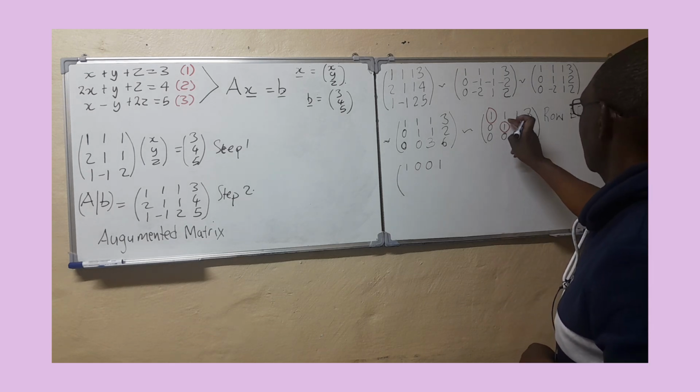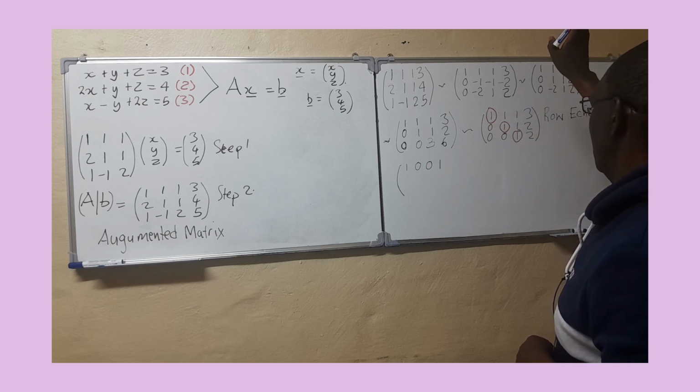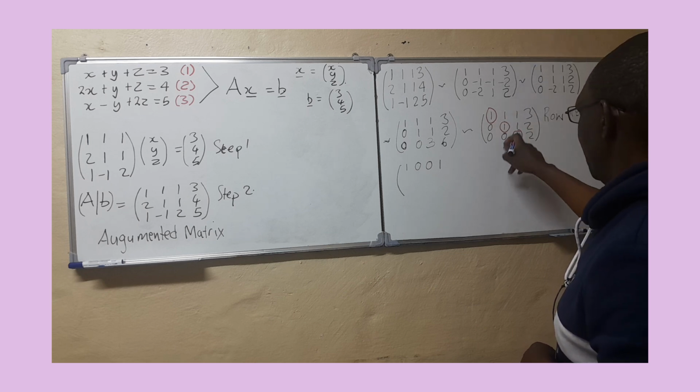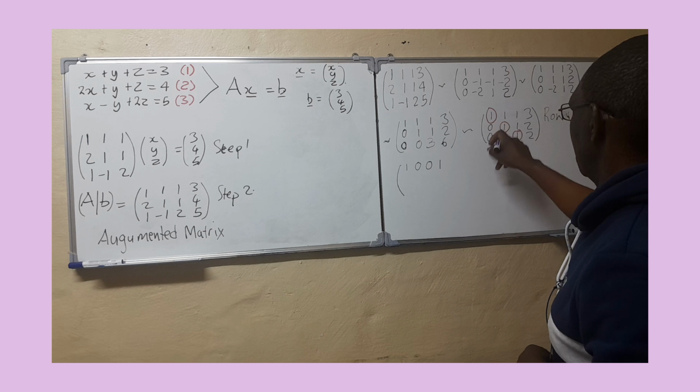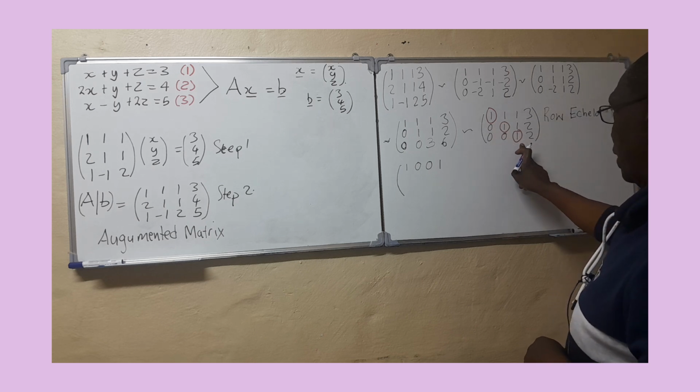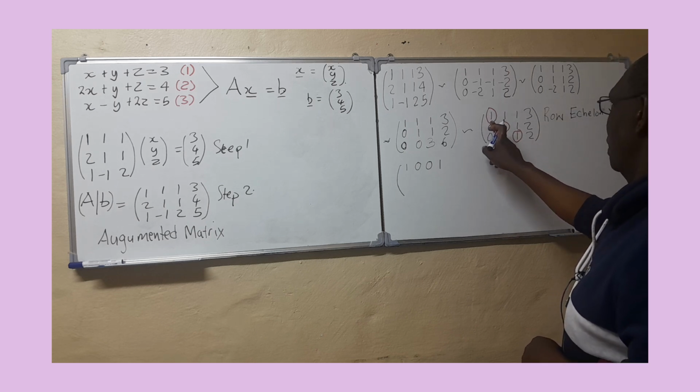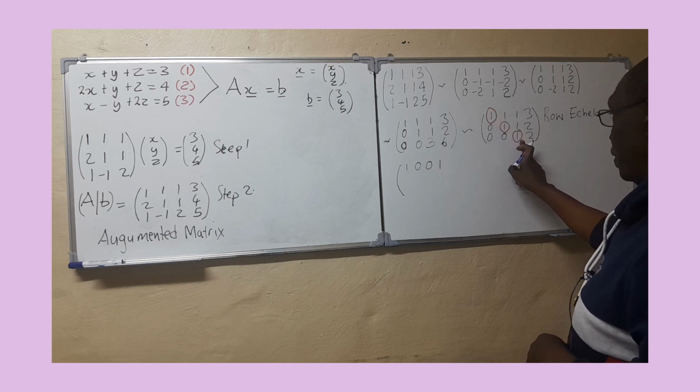I'm done with this. There are no elements above it. Everything is 0. Below and above, everything is 0. I'm left with this one here. Remember, I'm dealing with one at a time. I dealt with this, I dealt with that. Now I'm with this guy now.